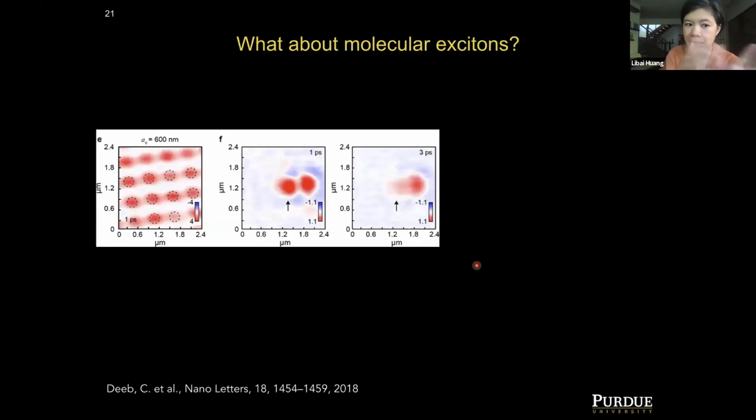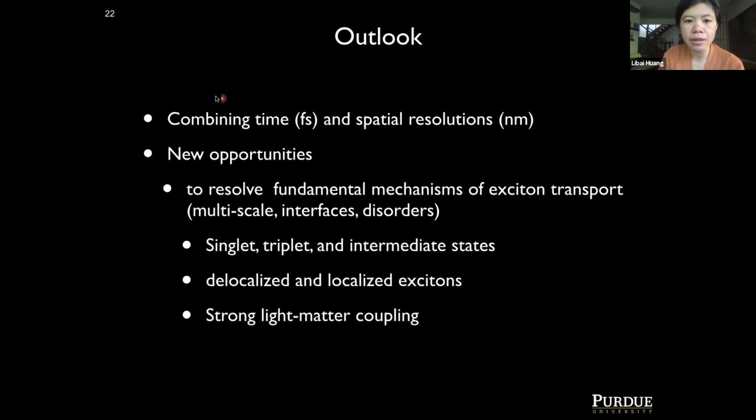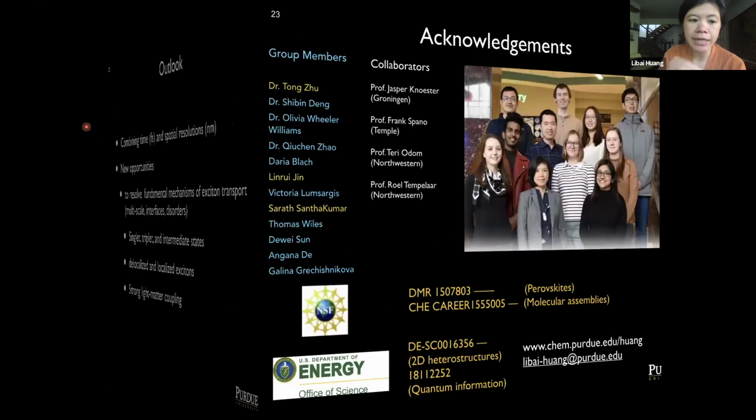We also have some evidence in molecular aggregate excitons, but I'm running out of time. So I'm just going to end pretty much here, leaving the outlook for you to think about how we actually measure and control exciton transport in molecular systems, and how we overcome things like disorder or localization.